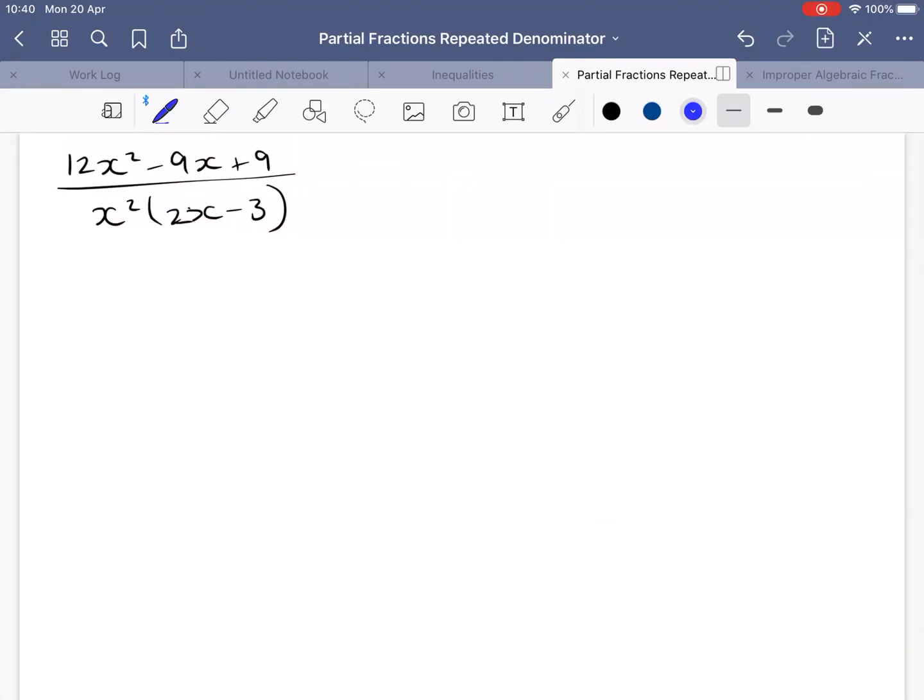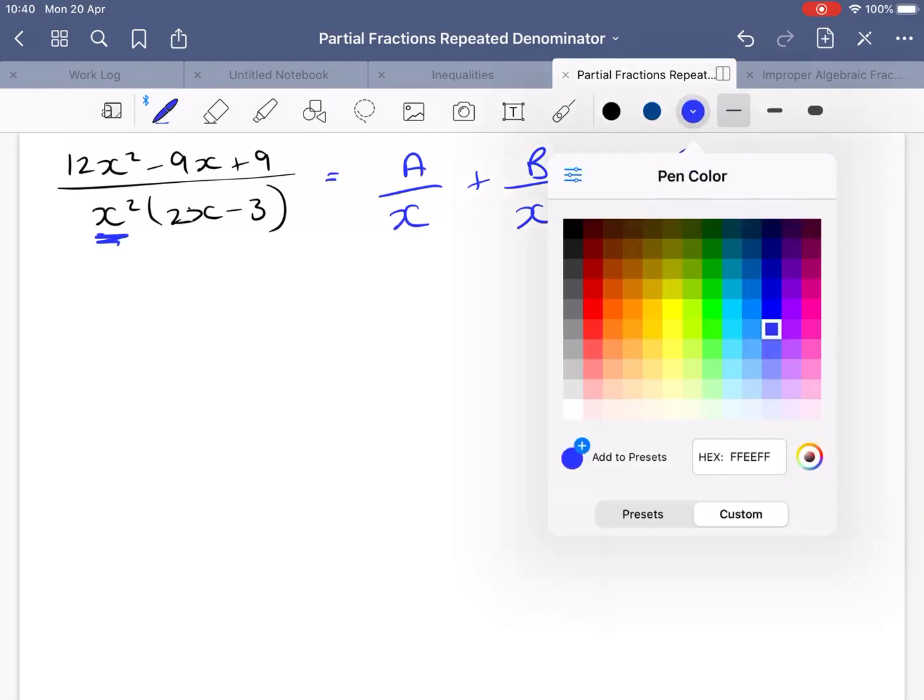Okay, because sometimes people don't realise this is the same, but we've got this as our factor, x, in the denominator, but it's a repeated factor because it's x squared. So that just becomes a over x, the factor as it is singularly, plus b over x squared when it's repeated, plus c over 2x minus 3. And again, it's all about making this denominator the same.